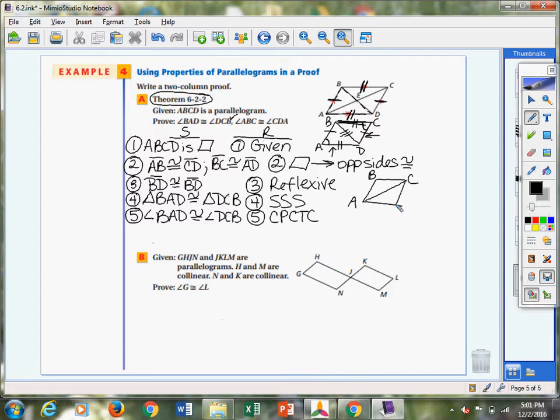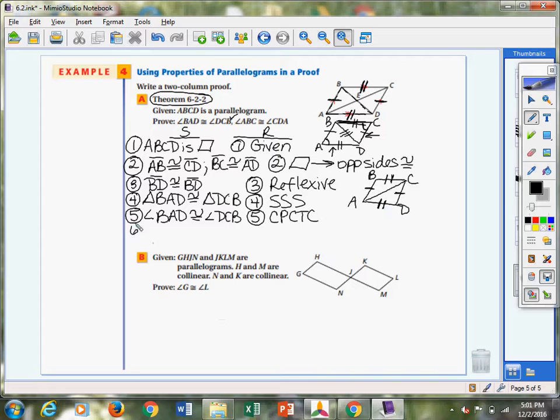If you're like, hey, I got this, I don't need your help, that's fine. Just go on ahead. But now I'm going to do the other diagonal. We still know that AB and CD are congruent, BC and AD are congruent. So this is two separate triangles formed by the other diagonal.